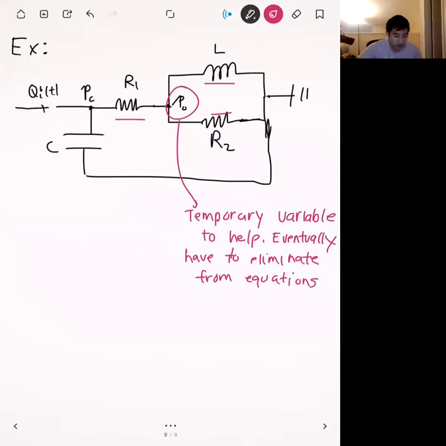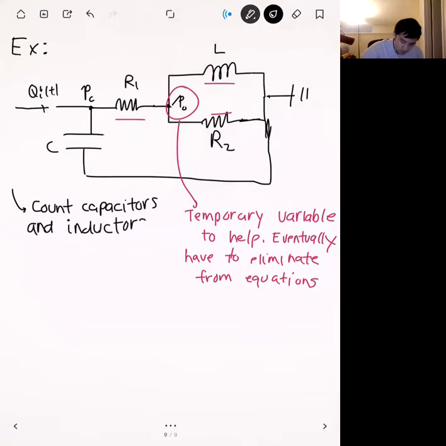All right. And so, let's go about solving this circuit. The first thing we always do is count the number of inductors and capacitors. In this case, we have two, and so just like the last problem, we're going to have two equations here. Let's go ahead and start solving for this.